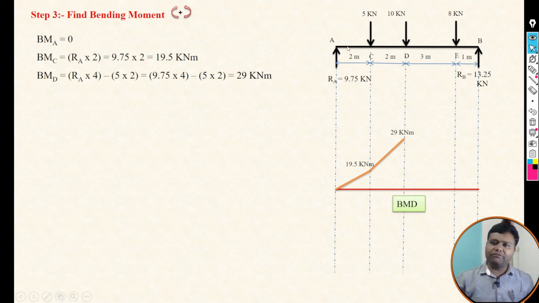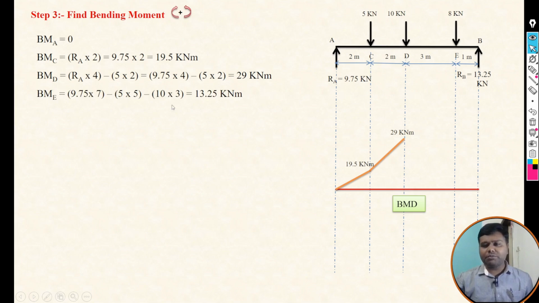On the left of E point, three forces are there. So RA into perpendicular distance 7. Here we can see RA into perpendicular distance 7. RA is what? 9.75, so I have put that value. Then the moment of this 5 into perpendicular distance, how much? From the E point, it is 2 plus 3, that is 5. Then the moment of this 10 into perpendicular distance 3, so 10 into 3, that gives 13.25. So it goes down up to 13.25 at E point.